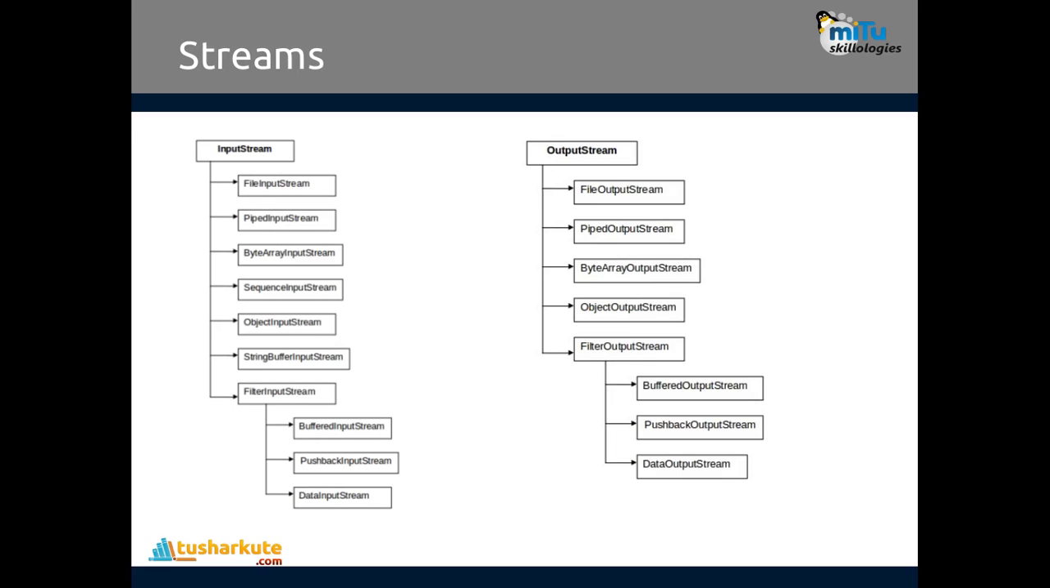Now let's see the two streams we have: input stream and output stream classes. Similar to that, reader and writer classes are also present. Input stream is the top level class in the input stream classes.